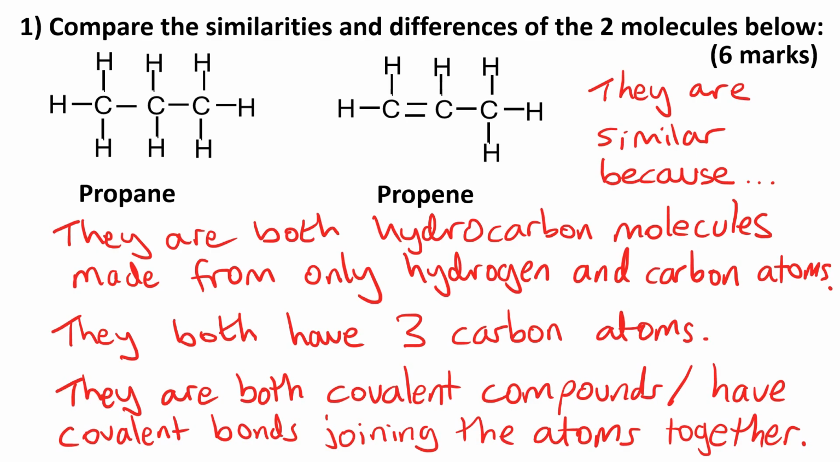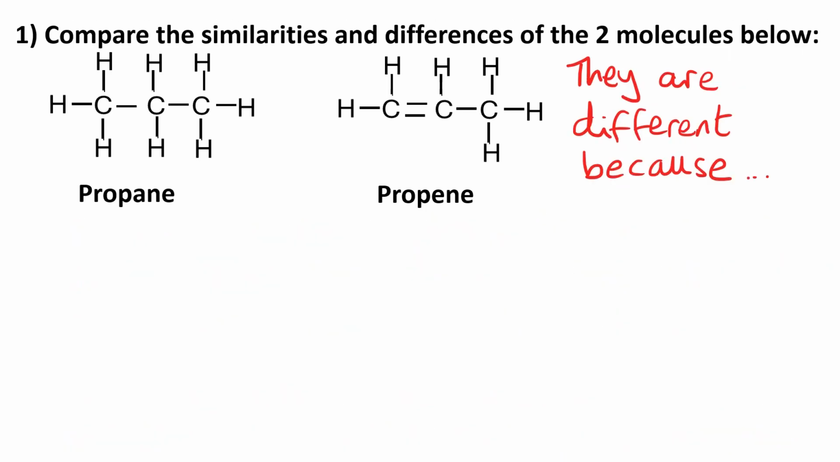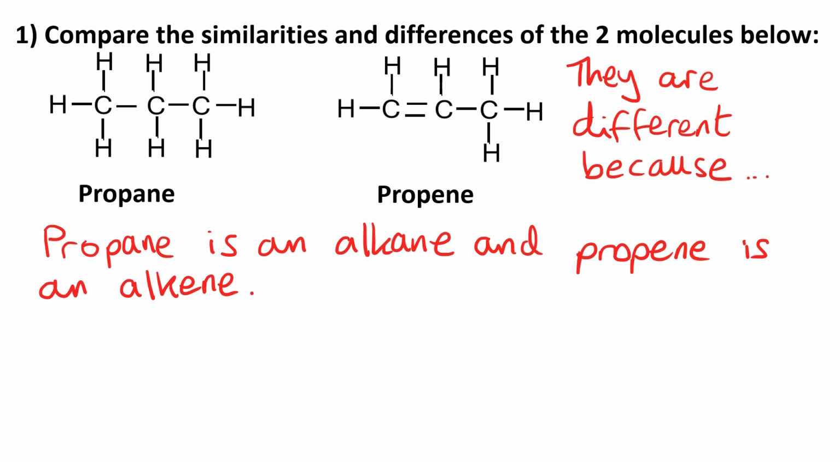And also they are both covalent compounds, or you could say they have covalent bonds joining the atoms together. And we can tell that because each of those sticks in the displayed formula is a covalent bond, and also we've got 2 non-metals joining together, hydrogen and carbon. Now we'll go on to see how they are different. So they are different because propane is an alkane and propene is an alkene.